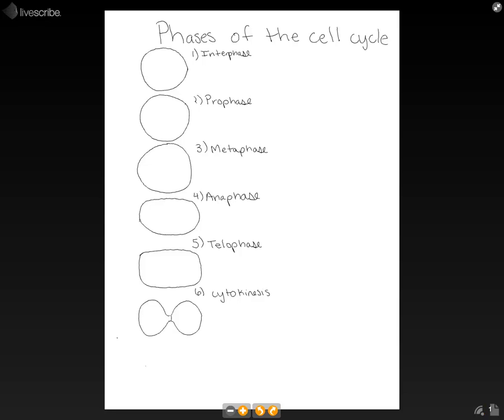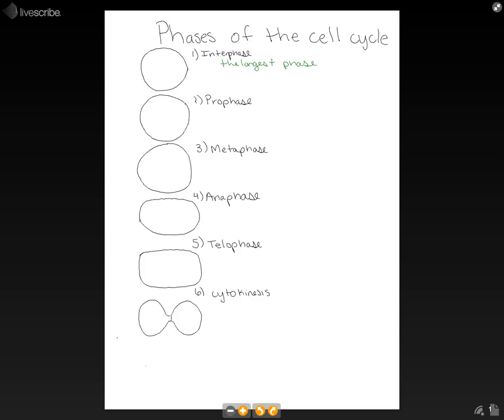Phases of the cell cycle. There are about 6 phases of the cell cycle, and we're going to go through them and show what they look like and also give a short description. So the first phase of the cell cycle is interphase. And this is the longest phase where the cell will spend most of its life.